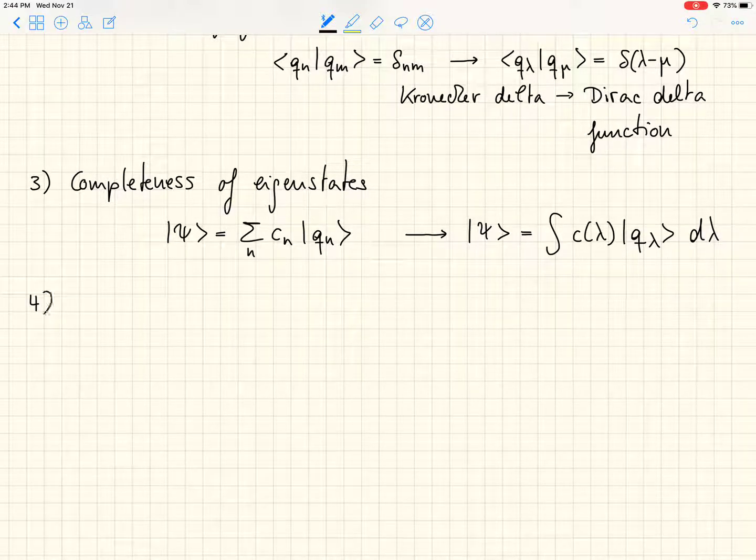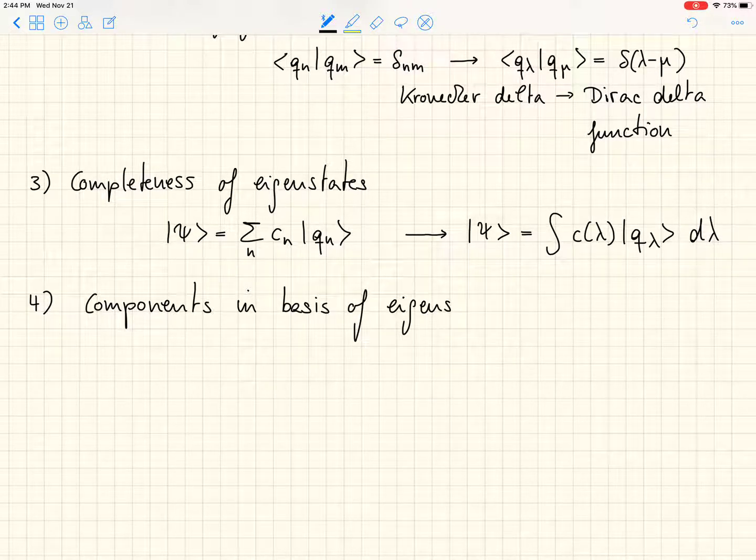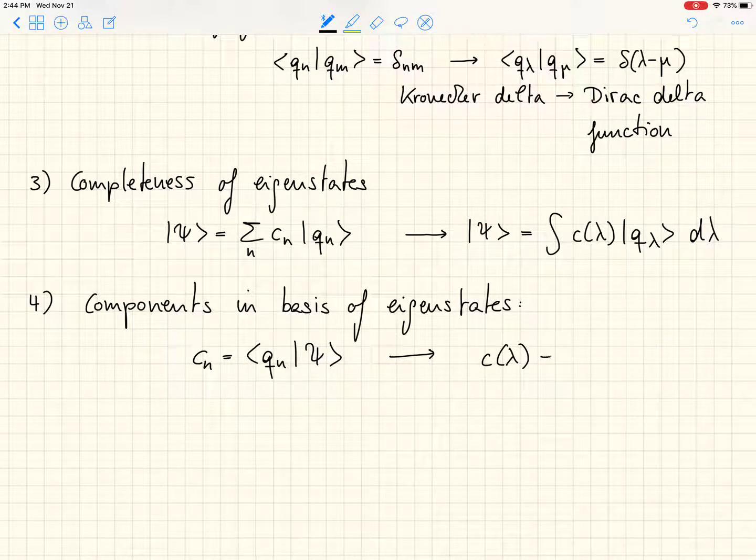And then the components in this decomposition I can write in the following way. Okay, so here for the discrete case, we know that to obtain coefficient Cn, I need to calculate the inner product of the corresponding eigenvector with ψ. And so in the continuous case, this is actually just going to be the same. Only what I'm obtaining, since my label λ is continuous, I'm actually obtaining a function of λ. Just like this.